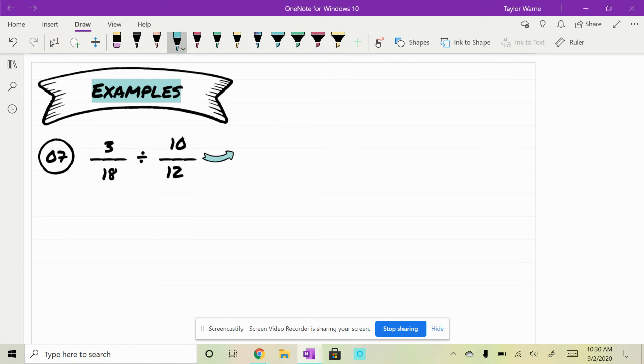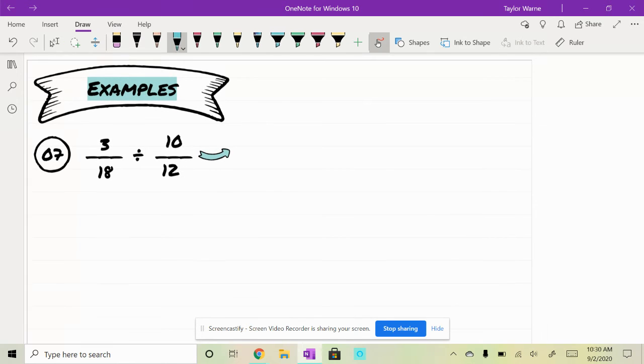Okay, so we are going to keep 3/18. We are going to flip our second fraction, which becomes 12/10, and then we multiply. And then we could see if we can cross cancel at all. So 3 and 10, nothing can cross cancel there. However, 12 and 18, 6 goes into both of those numbers. So 6 goes into 12 2 times, and 6 goes into 18 3 times.